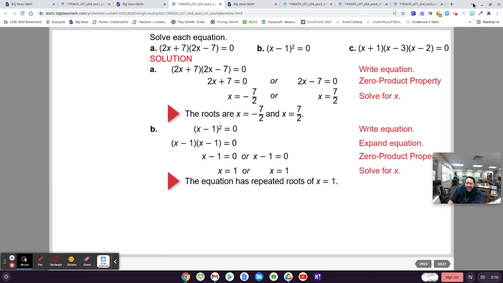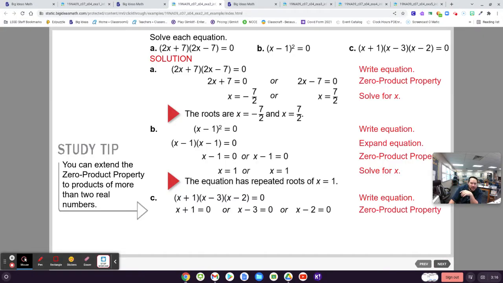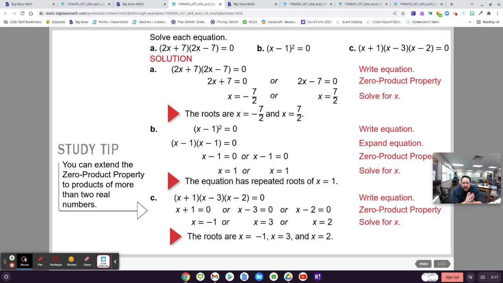For C, how many roots do you think there are going to be? Yes, this one has 3 roots. So solve C. Good luck. For C, you can solve x plus 1 equals 0, or x minus 3 equals 0, or x minus 2 equals 0. If any of those are true, the whole thing is 0. When you solve them, you get negative 1, positive 3, and positive 2. Those are the roots.